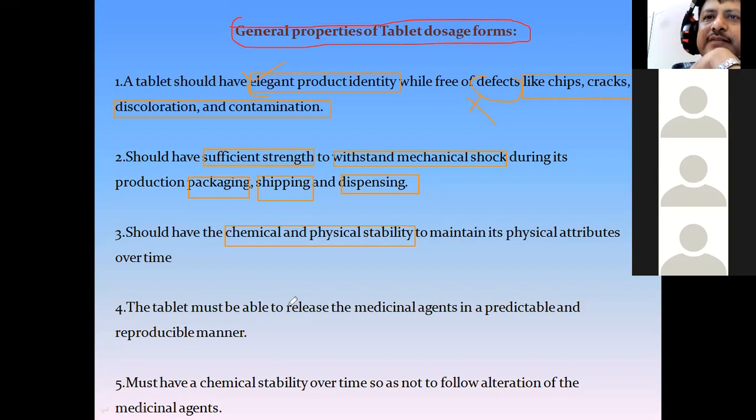Now moving towards the next point, the tablet must be able to release the medicinal agent, that is the API, in a predictable and reproducible manner. Predictable means you should be able to predict where the drug is going to go. So I know that if I am having an upper respiratory tract infection, and I am taking my drug orally, firstly it will go into my stomach, then from stomach to intestine, then it will come into my blood circulation, then it will reach the target site, that is the upper respiratory tract. Then I am going to get some kind of relief from that infection.